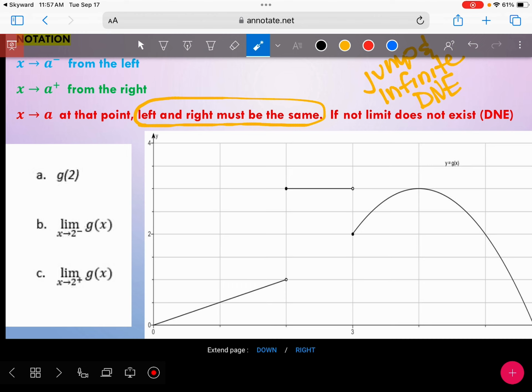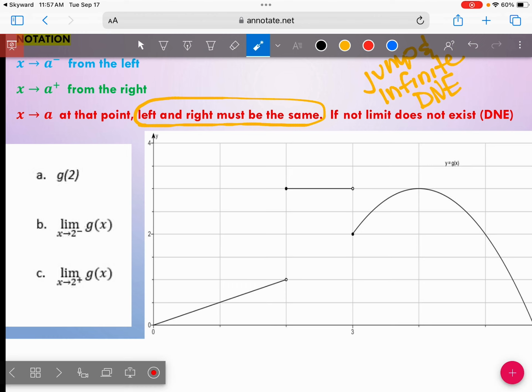So this is 2. This is 1. So if I go up, first of all, what kind of discontinuity do we see here? A jump, right? That's important. Where is my closed circle? Is it at the 1 or is it at 3? Where is the closed circle? 3. So that means that's 3.